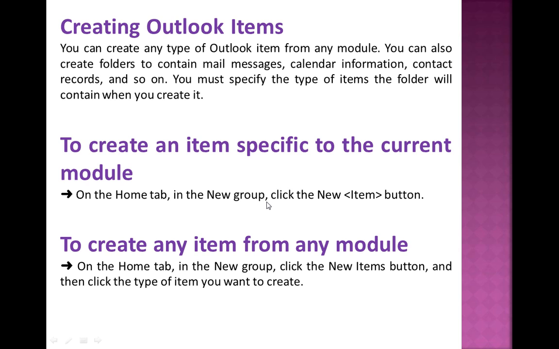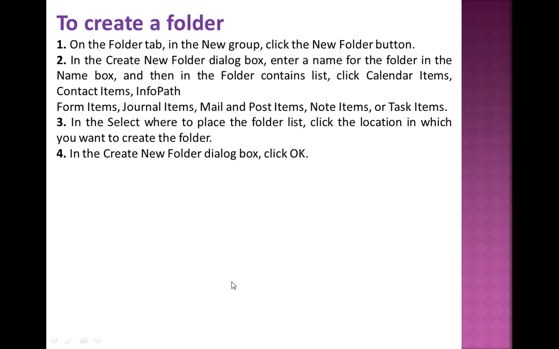Then how to create? Simply go to the Home tab, go to the New group, click on the New button. To create any item for any module, simply go to the New group in the Home tab, click the New Item button and click the type of item that you want to create.